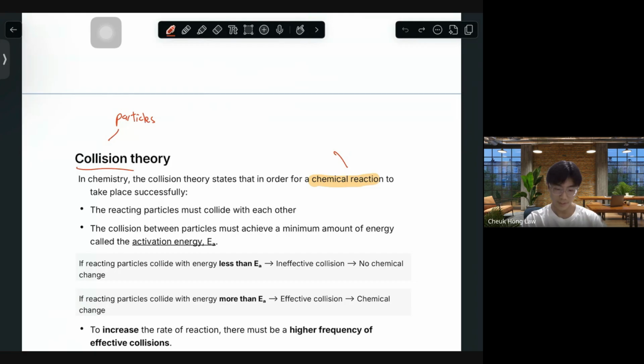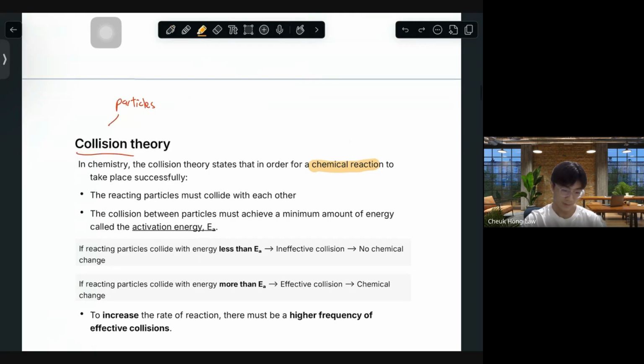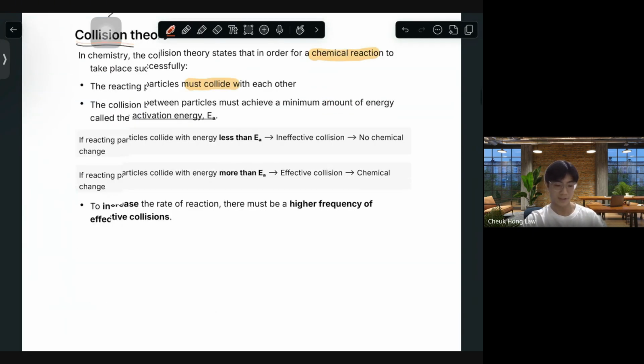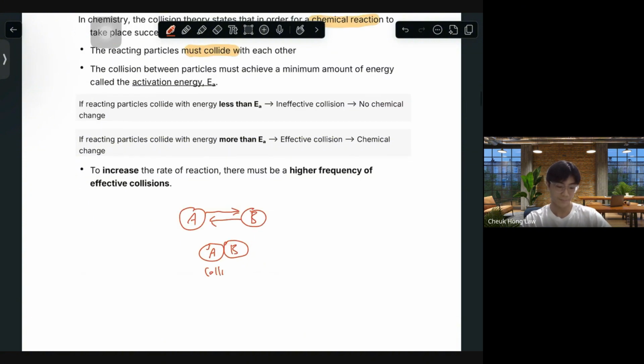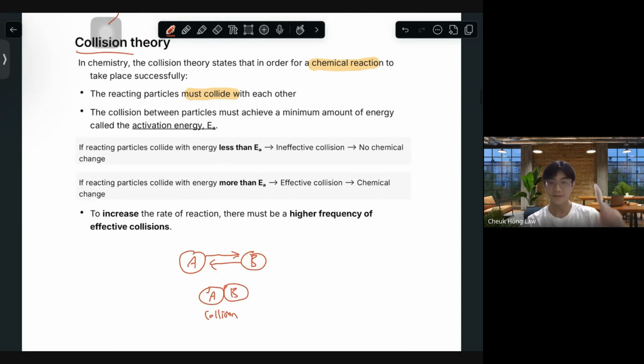So what are the 2 concepts? First one, your reacting particles must collide with each other. What does it mean by collide? For example, particles A and B. We all know that particles move in constant and random motion, right? That's the kinetic particle theory. So when they move randomly, they suddenly move towards each other, and then they touch each other. This is a collision. That is the first criterion. Your particles A and B have to collide with each other.